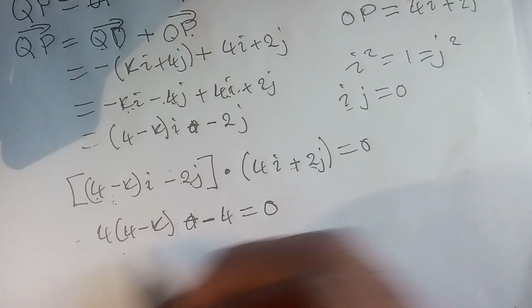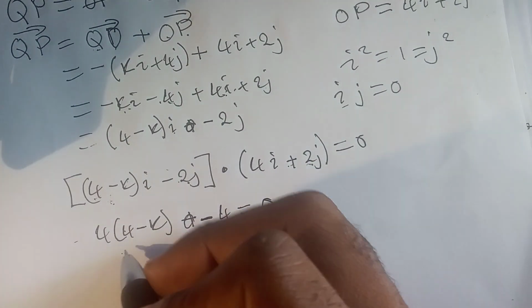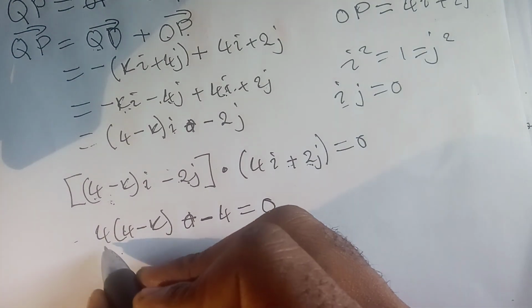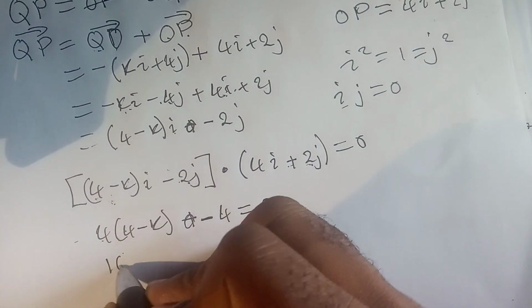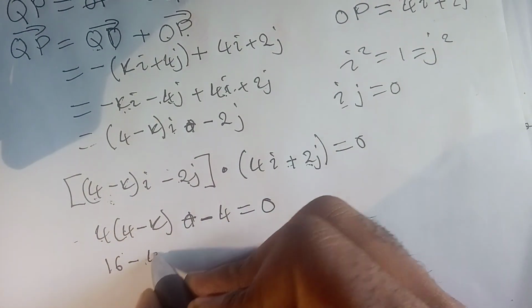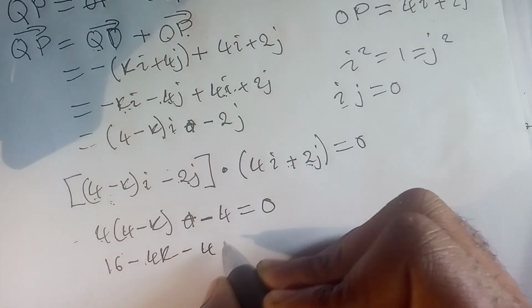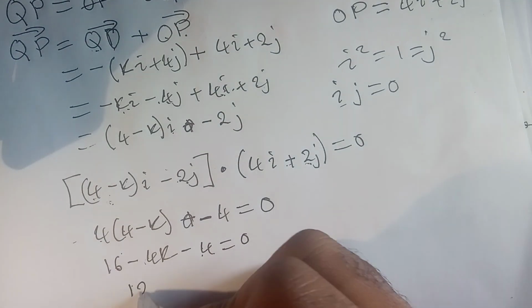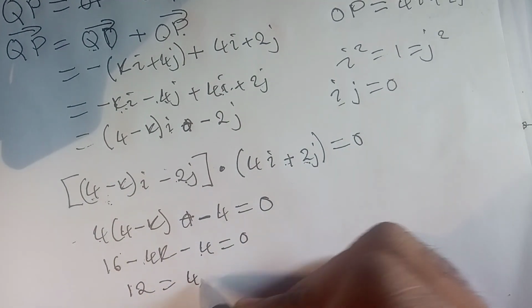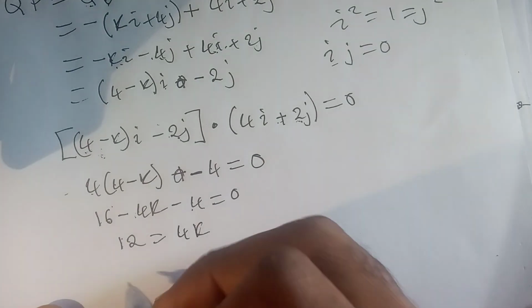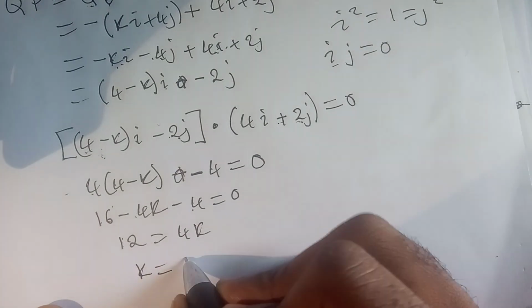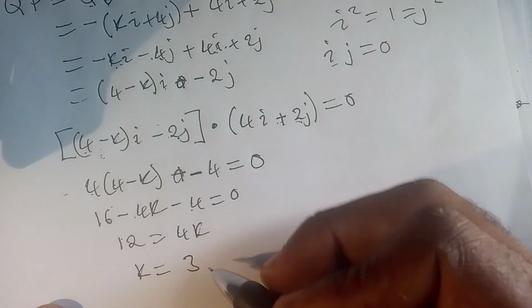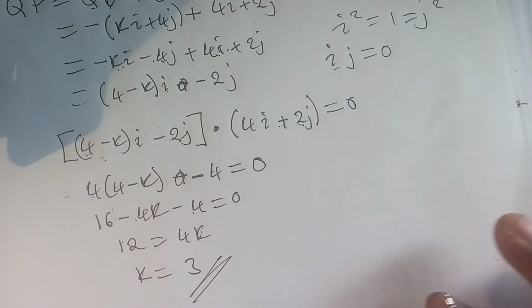Yes, so now we can solve for k. Maybe we can just expand. This is 16 minus 4k minus 4 is equal to 0. Then 16 minus 4 is 12, and then we can take the 4k to the other side, and our k will be equal to 3 when you divide both sides by 4.